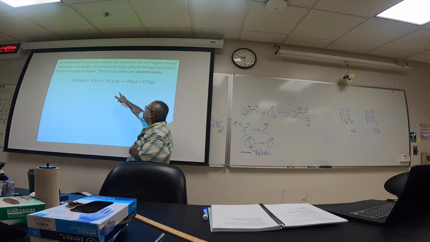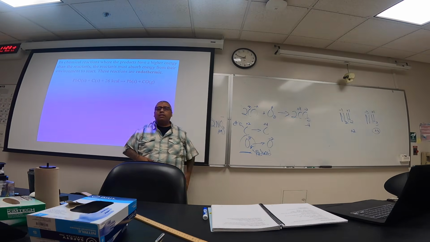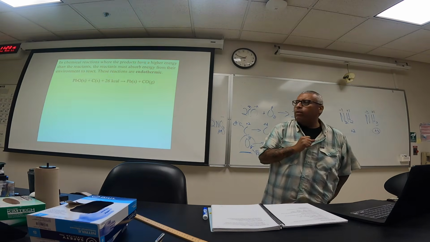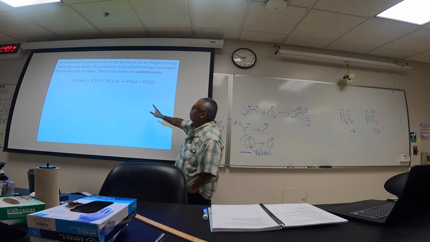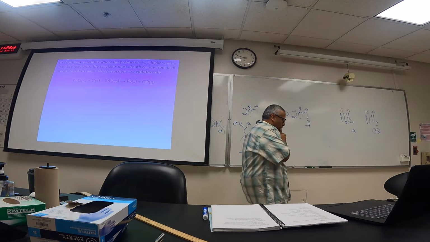So notice where the energy is here. The energy is on the reactant side, so this requires heat. This absorbs heat. Okay? And we're always going to find in endothermic reactions that the energy is going to be on that side of the reaction arrow.